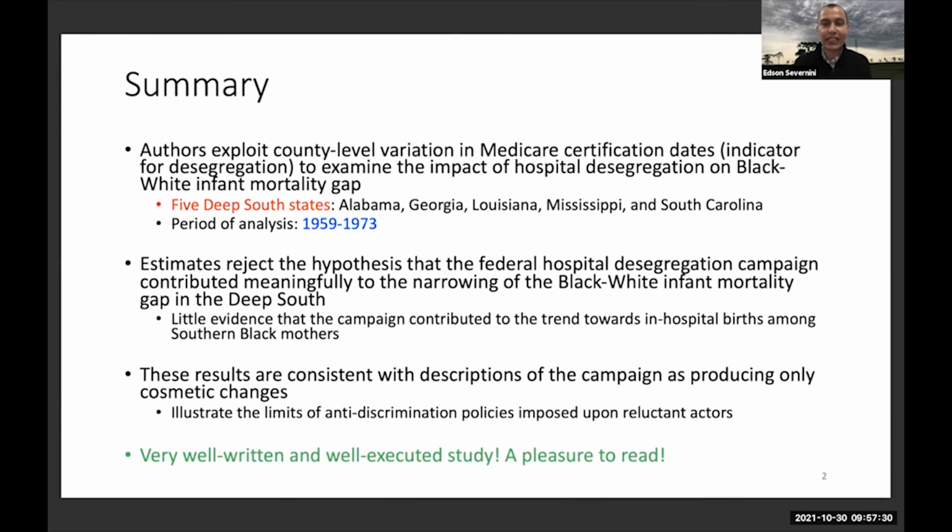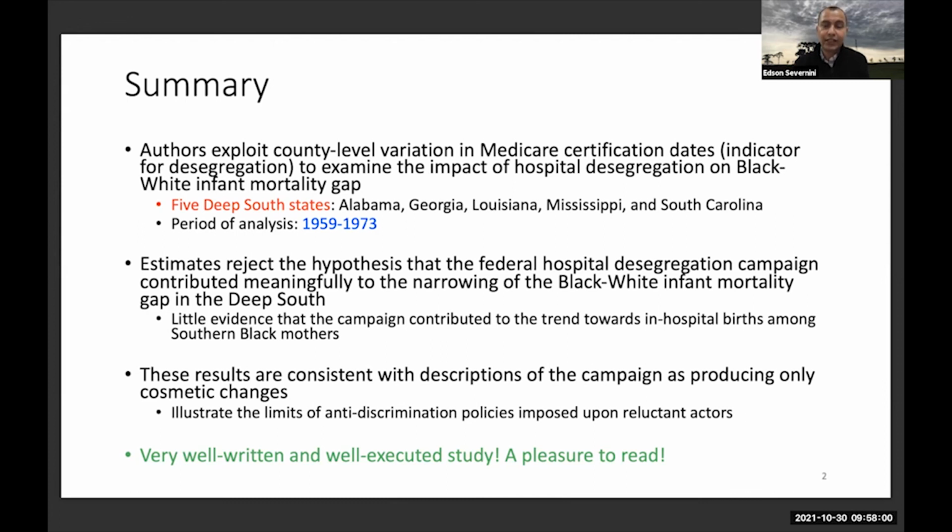I'm going to just go quickly here. They are exploiting county level variation in Medicare certification dates, which is an indicator for desegregation, to analyze the impact of hospital desegregation on the Black-white infant mortality gap. They are looking at the 5 southern states in the period 59-73, and they reject the hypothesis that this federal hospital desegregation contributed meaningfully to the narrowing of the Black-white infant mortality gap in the deep South.